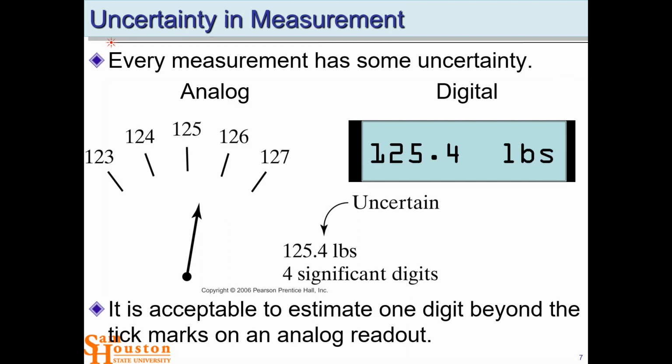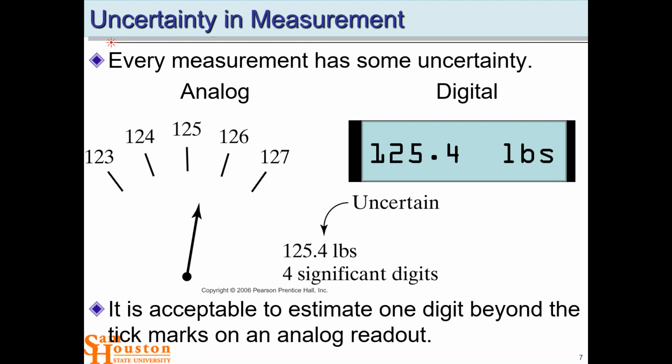Now, which numbers are you certain about? The first three, 1, 2, 5, because you know it's bigger than 125, but you're uncertain about the fourth. So that's your three certain digits, 125, and the .5 is your uncertain digit. So you record all three certain digits and one uncertain digit.